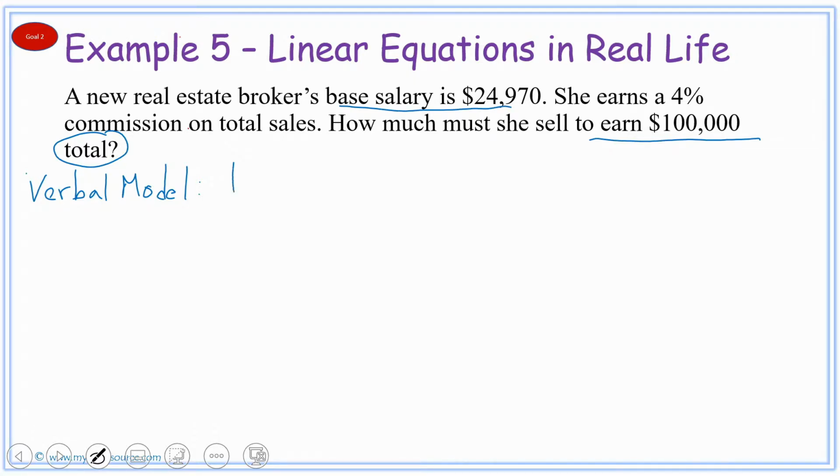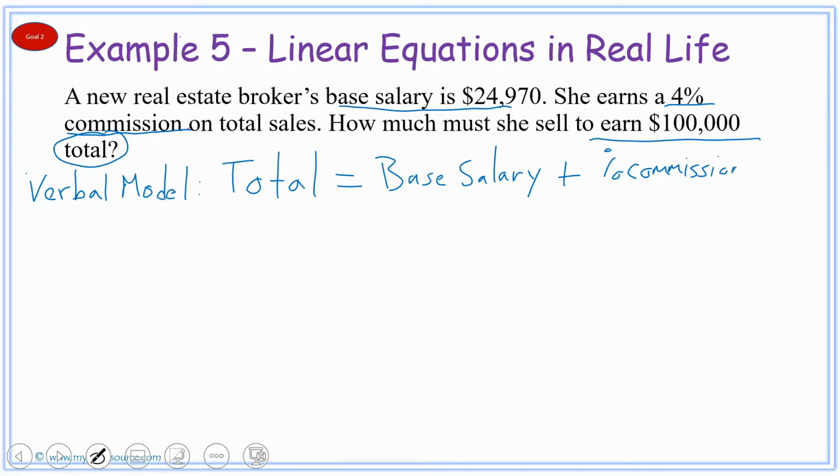So we know that we're going to have a total, and it will equal the base salary added on to something else, and that's our 4% commission, so a percentage commission. So we can write that as percent commission, and a percent commission is always multiplied by something, and that's the sales. And so I just about fit that there. So that's our verbal model. Our total is equal to the base salary plus the percent commission times the amount of sales.